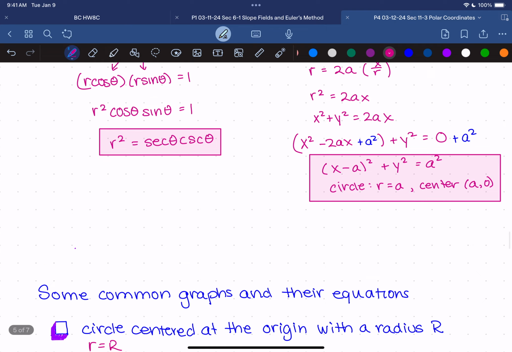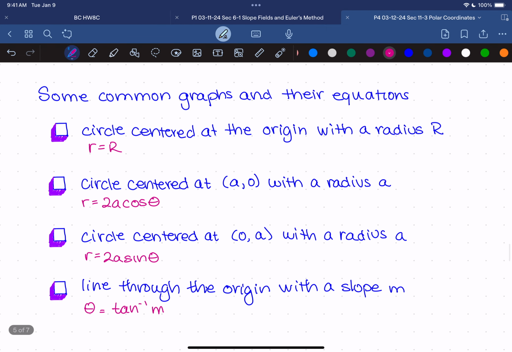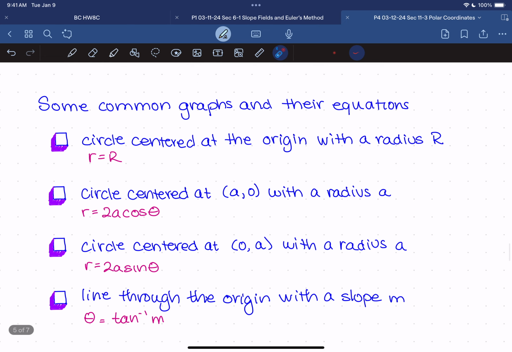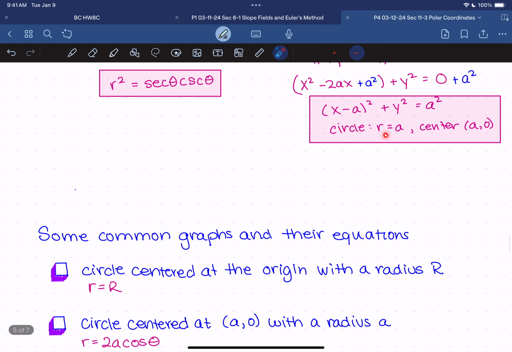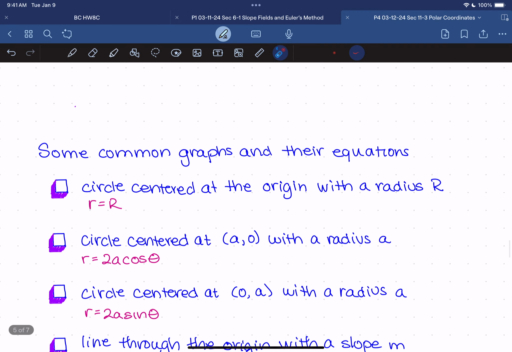Now, some graphs that are good to know. If we just have the equation r equals a constant, then that describes a set of points that are on the circle with a radius r. So that is a circle centered at the origin with a radius r. And then we just did this one. If you have this equation, it turns out that it does have a radius of a, and the center is at a, 0. Radius a, center is at a, 0. It's the exact same equation we did.